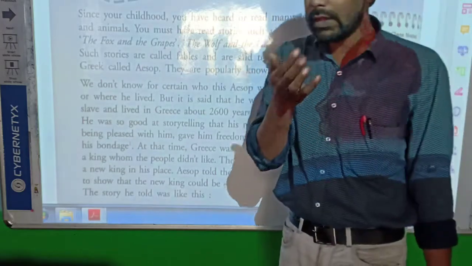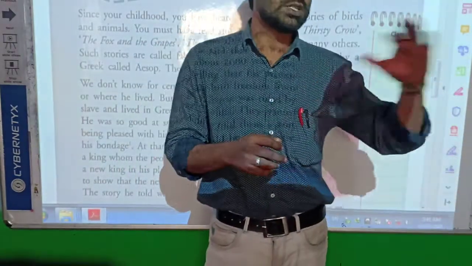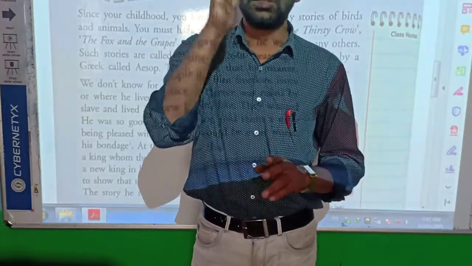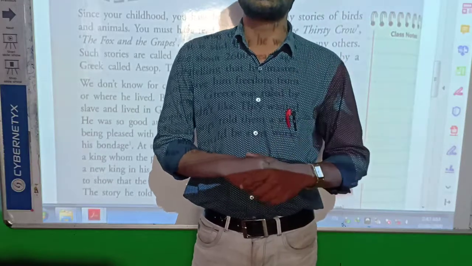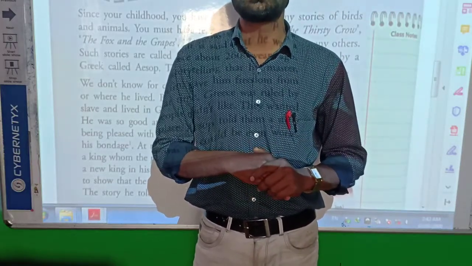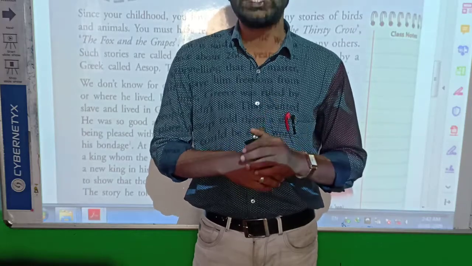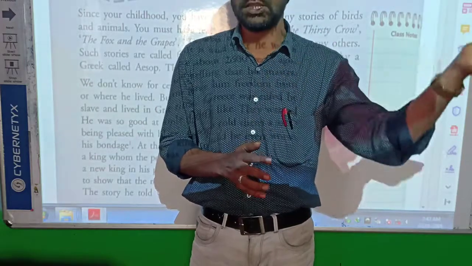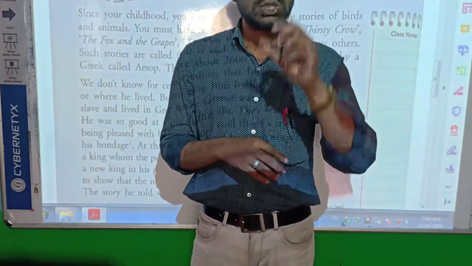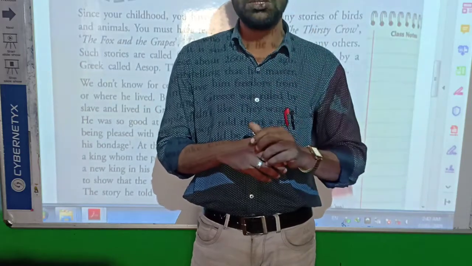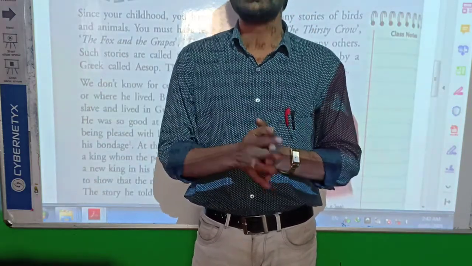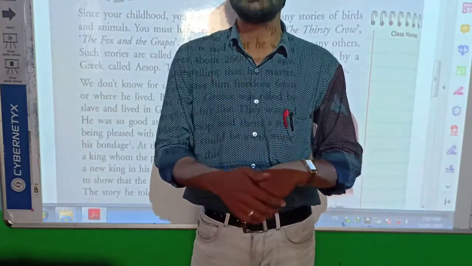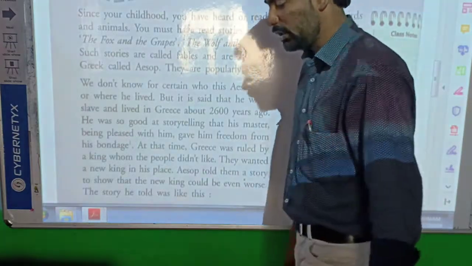So now this paragraph tells us about our story, our lesson. What is here? It is said that at that time the king was very bad. So people were thinking that we should have a new king in the place of this king. Means they wanted to have another king. So Aesop told one story to people to show that the new king can be even worse. It can be even more bad. So let's see what the story is here.